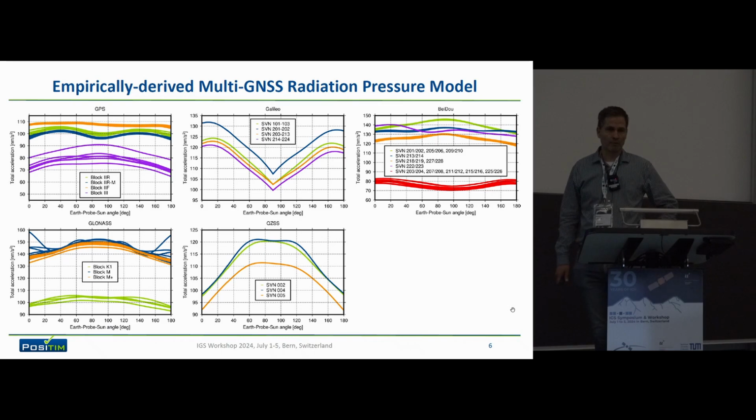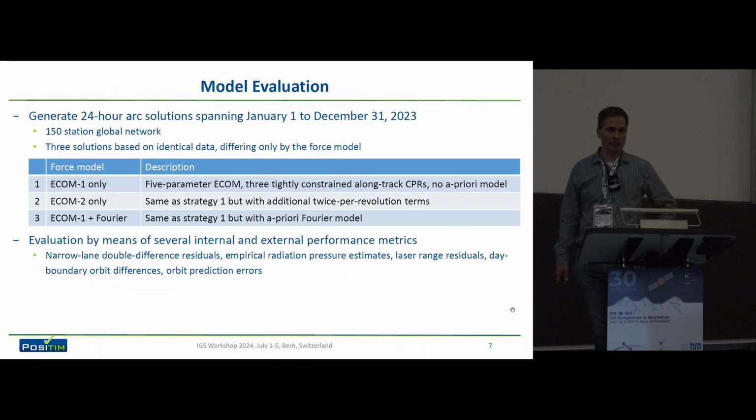To evaluate these models, we generated 24-hour arc solutions over 1 year of data based on a 150 station global network, and generated 3 solutions. Same data sets, the only difference being the radiation force model applied. The first test candidate was the ECOM1 model without any a priori model, then ECOM2, again without any a priori, and finally ECOM1 together with our Fourier model.